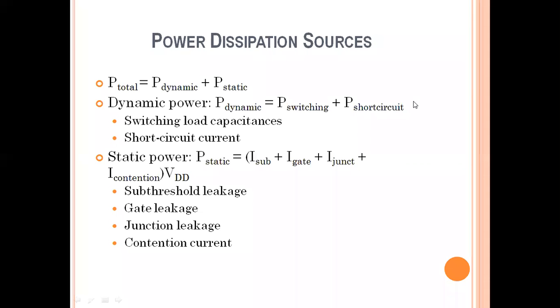Okay, for junction leakage, the static power occurs, or we can calculate parameters like subthreshold leakage, gate leakage, junction leakage, and contention current. Here the junction leakage is present because of the structure of the diode. It is the combination of p-type and n-type semiconductor material, right?